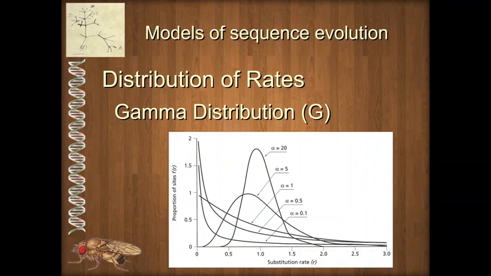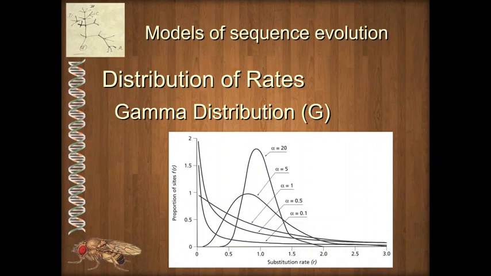And what scientists noticed is that depending on the DNA sequence, some areas of that DNA seem to have a much higher substitution rate, seem to evolve and mutate faster than other areas of that DNA. And so they realized that we might want to incorporate that into our model of evolution, that there might be parts of the DNA that mutate faster than others.